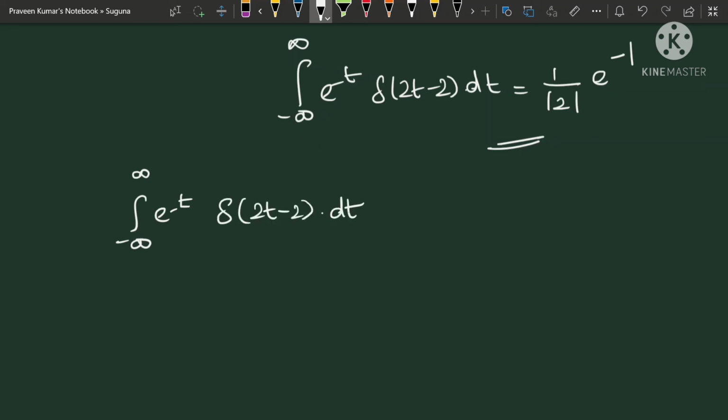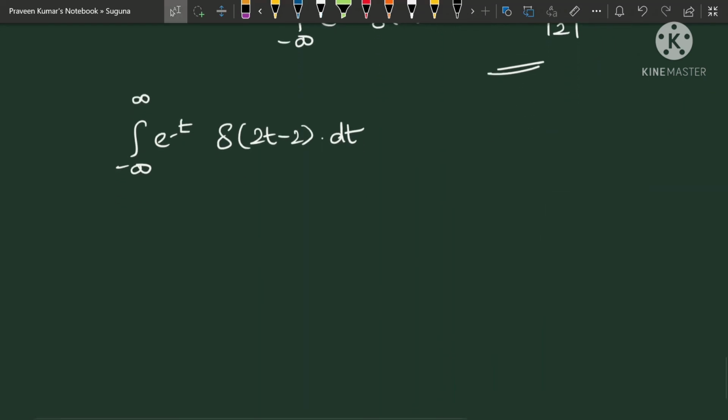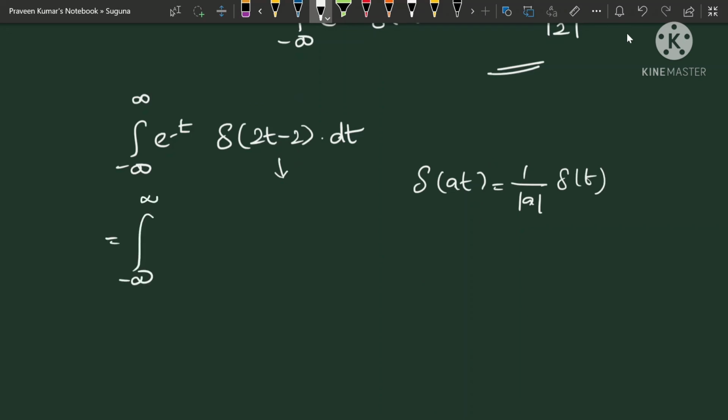Okay, so now we can change this into the format of at, right? Delta of at is equal to what? Scaling property: 1 by modulus of a delta of t. So we can change this equation to that format. e power minus t delta of, take 2 outside, t minus, since you have taken the 2 outside, here only 1 remains, right? into dt.